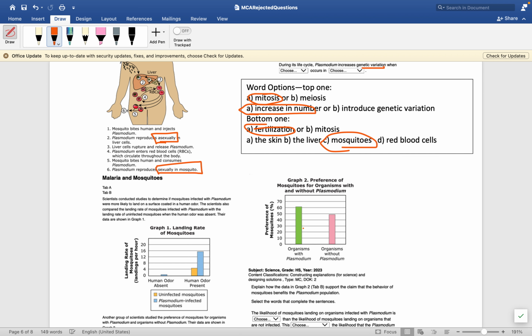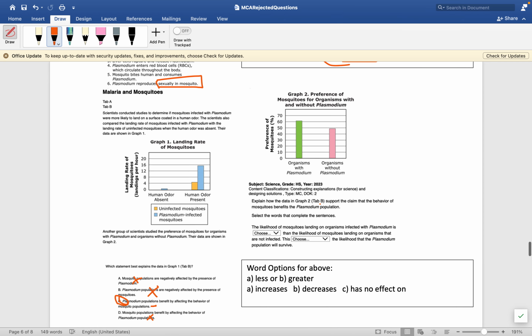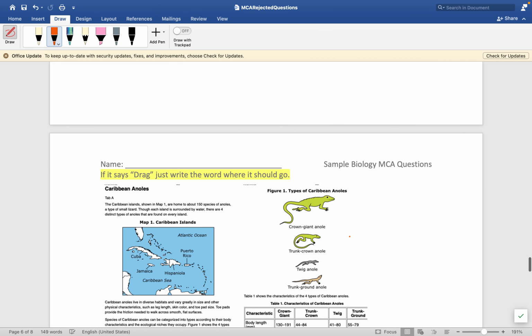Okay, we got a drop-down menu, fill in the blank. Explain how the data in graph 2 support the claim that the behavior of mosquitoes benefits the Plasmodium population. The likelihood of mosquitoes landing on organisms infected with Plasmodium is, all right, so with Plasmodium, without, you can see that it is going to be greater because it's higher than the likelihood of mosquitoes landing on organisms that are not affected. This blank, the likelihood that the Plasmodium will survive. Increases, decreases, or has no effect. Well, it's going to be increases because then they can reproduce sexually.